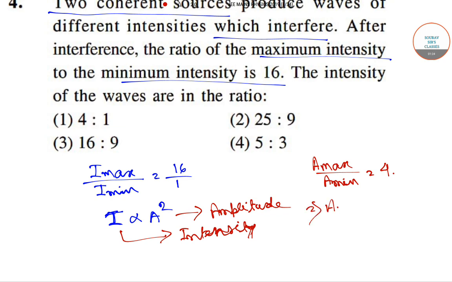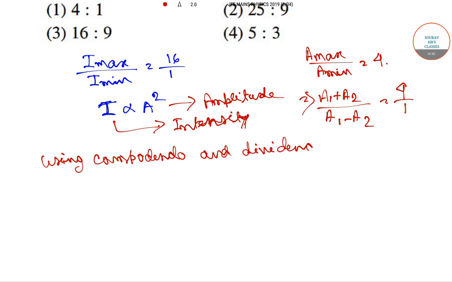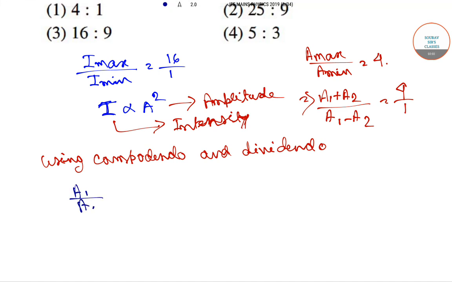The maximum amplitude is written as A1 plus A2 and the minimum amplitude is written as A1 minus A2. So this equals 4 by 1. And using componendo and dividendo, we can write A1 divided by A2 is equal to 5 by 3.